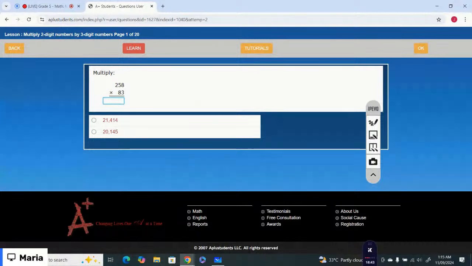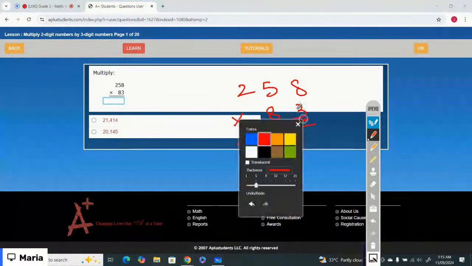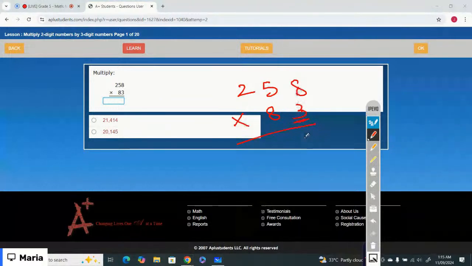The next one is 258 times 83. Okay, let's just start with 258 times 83. Start with multiplying with 3, right? 3 is at the ones position. That is 3 times 8 is 24. Here you have 4. You need to carry 2. Then you have 3 times 5 is 15, 17, 7, 1 carry. 3 times 2 is 6 and 1, 7.